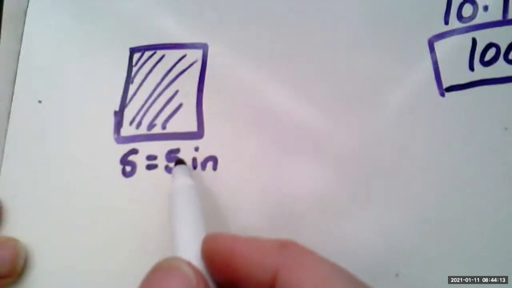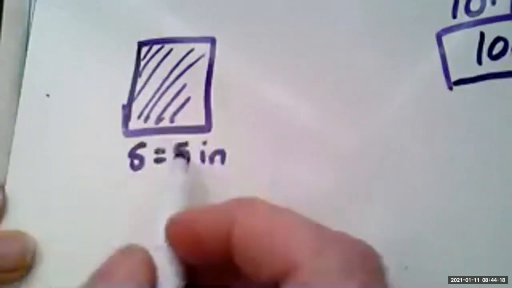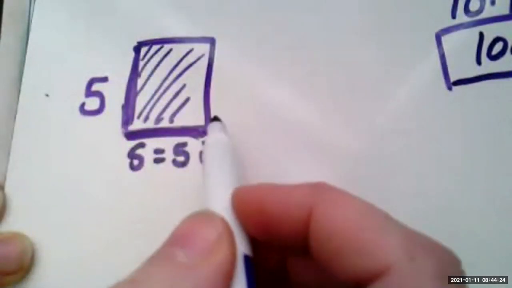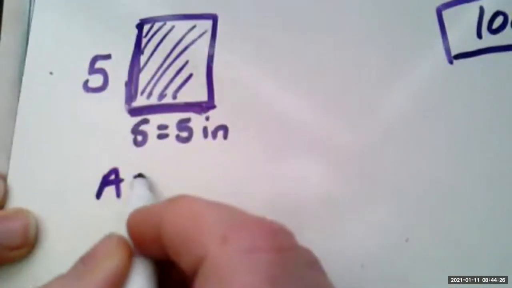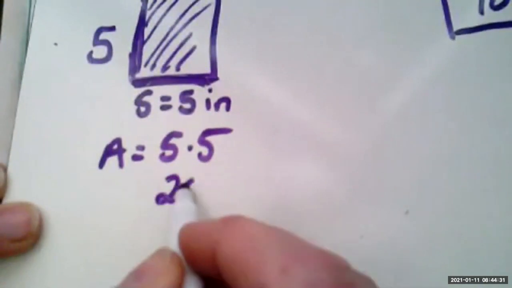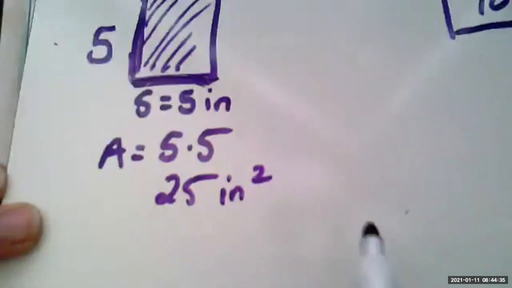There you go. No, not Tristan. Try again. Angel, try again. 5. If this side is 5 and this side is also 5, each side of a perfect square is 5 inches, then the area is going to be 5 times 5, which is 25. And that again is inches squared.